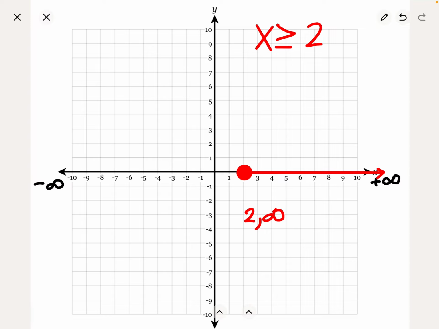Now, to indicate that we're including the 2, you would use a bracket. The way that I like to remember this is I use a little tick mark here and a little tick mark. And if you look at that, that looks like an I, which stands for include. That's how I remember it. But over here on the positive infinity, it would be a parentheses again. So that's how you would do the interval notation for x is greater than or equal to 2.